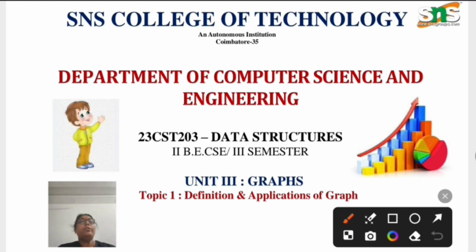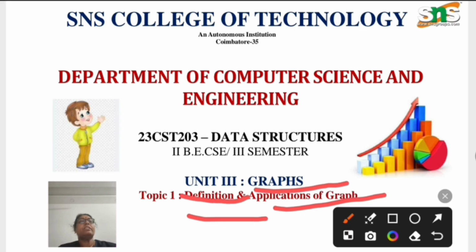Today we are going to discuss graph definition and application of graph. This topic comes under Unit 3, Graphs, in data structures.